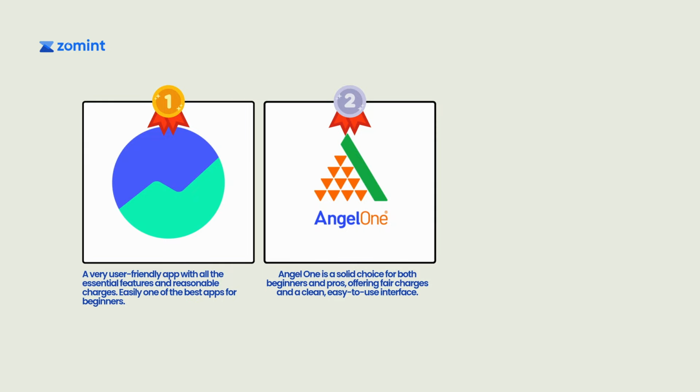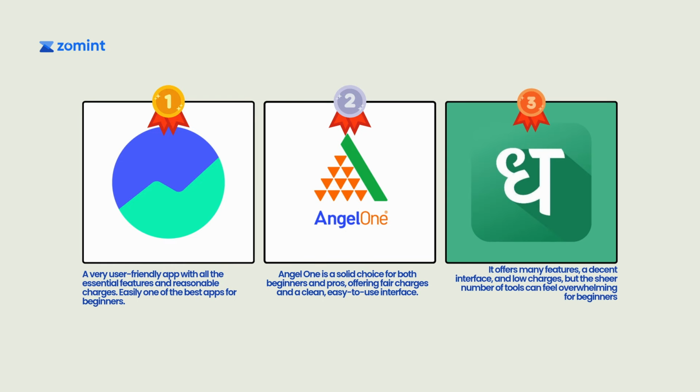Second is Angel One. Angel One is decent for both beginners and pros with fair charges and a good interface. And my third pick is the Dhan app. It has a lot of features with a decent interface and charges are also quite low. But it might be a little overwhelming for beginners because of the sheer number of features.